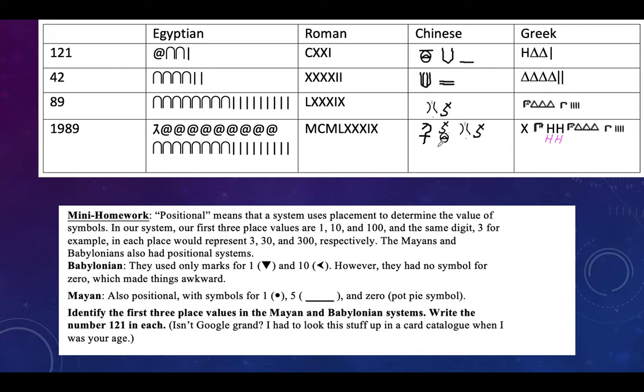All right, so those are the historical mathematical systems that do not have place value in them. Okay, when that began was here in the Babylonian and the Mayan era. So those two both used place value systems.